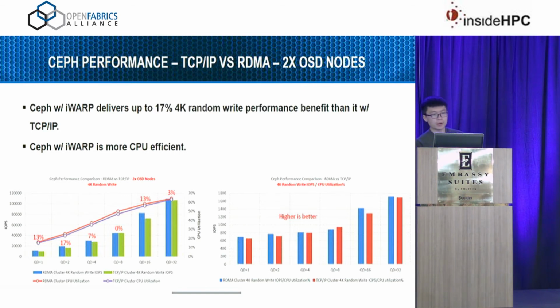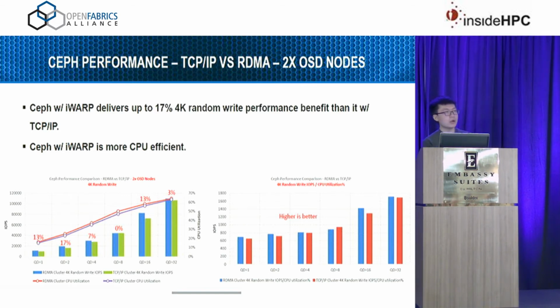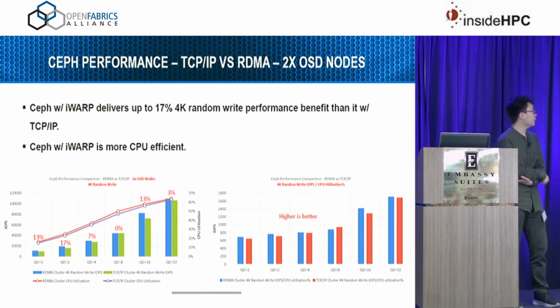We also compare the 4K random-write ops per 1 CPU percent. We saw that Ceph with iWARP is more CPU efficient. In the right chart, higher is better. From the left chart, we can see the RDMA benefit also changes as the FIO queue depth increases. We may need different tuning for different FIO queue depths.